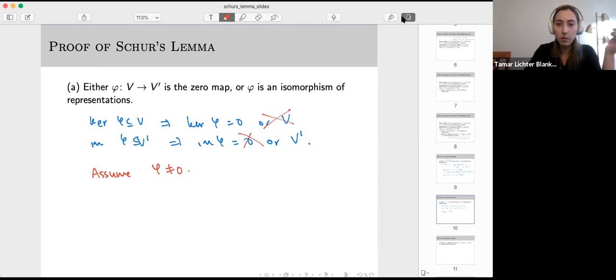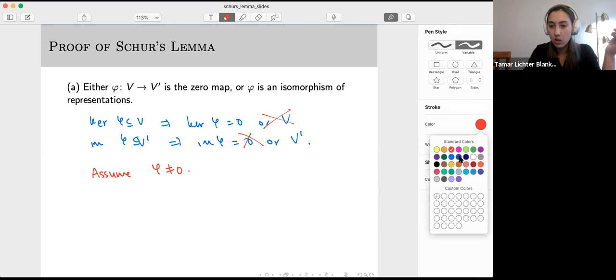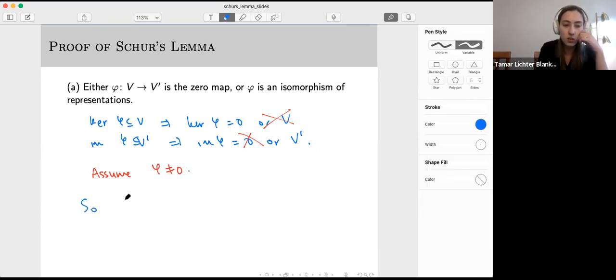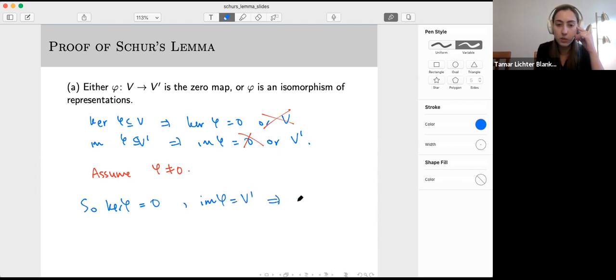So what this tells us is that phi has kernel 0, which means it's injective, and the image of phi is all of V prime, which means that phi is an isomorphism. And yeah, so that's the proof of part A. Any questions on this? I'm going to hop back to the slide a little later because I want to point something out about the proof, but I don't think we're ready for that yet.